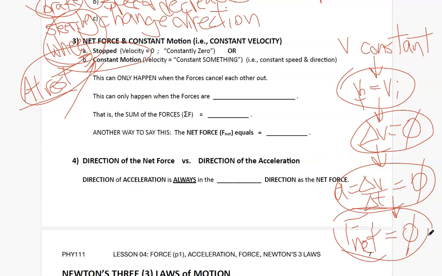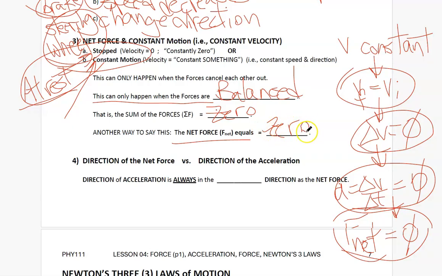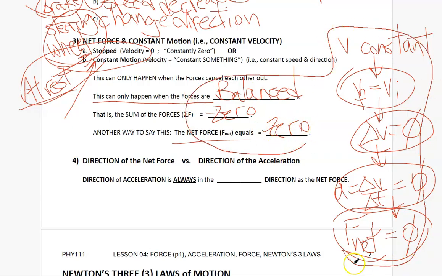Having a net force of 0 only happens if there are no forces or if the forces happen to cancel out. And we say that this can only happen when the forces are balanced. In other words, they are in opposite directions and they have equal magnitudes, so they cancel each other out. And therefore, the net force is 0, and the net force is the sum of the forces, so that is also 0. And here it just says the net force is 0. So any one of these things that I have circled here, if any one of those is true, all of them are true.